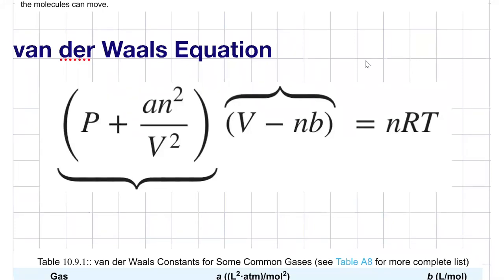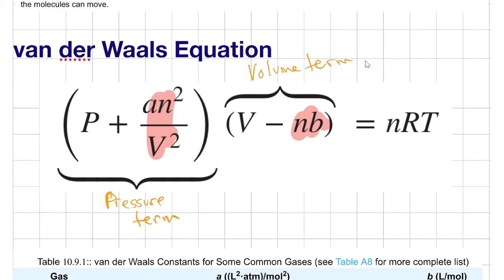This thing on the left in brackets can be thought of as a pressure term being multiplied by a volume term. But instead of just P times V, it's P plus some kind of weird thing here, and V minus some kind of weird thing here. Now, I don't want to go into great depth because we're not going to actually do anything with this equation. We're not going to see any word problems where you have to use this equation.